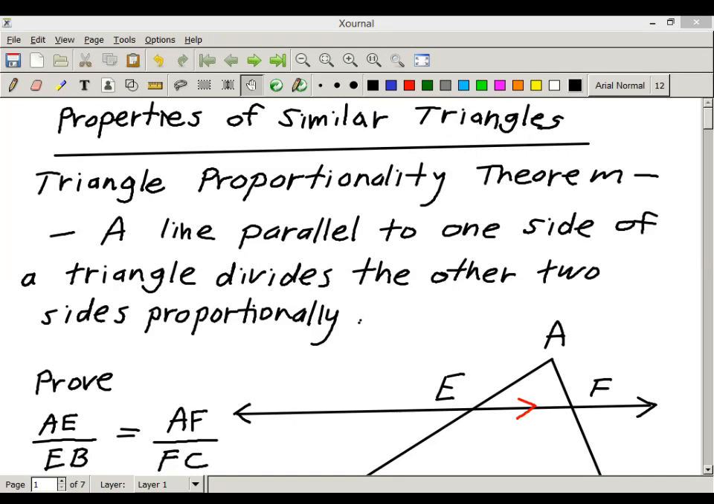The first theorem is the triangle proportionality theorem. We'll read that and then we're going to prove that. The triangle proportionality theorem says that a line parallel to one side of a triangle divides the other two sides proportionally.